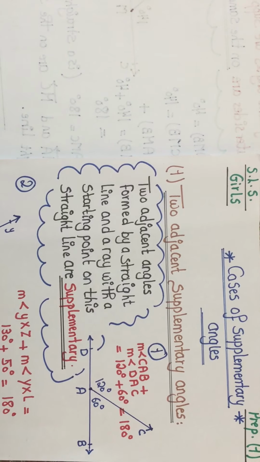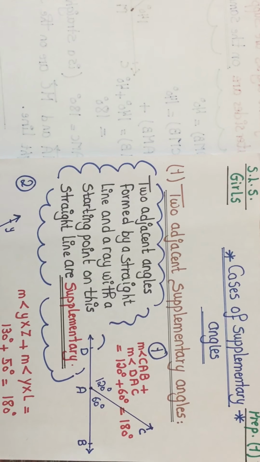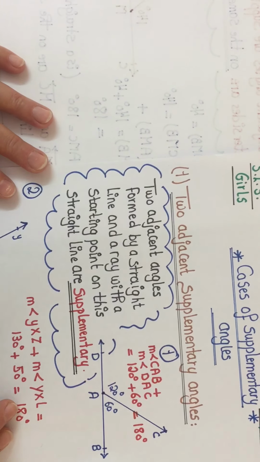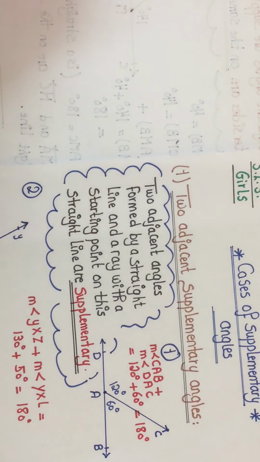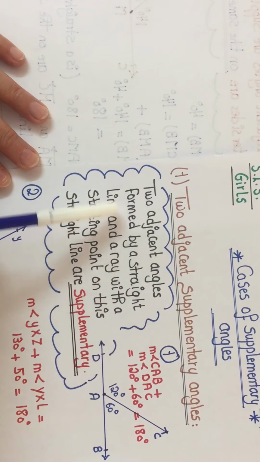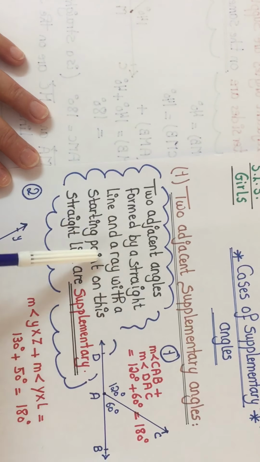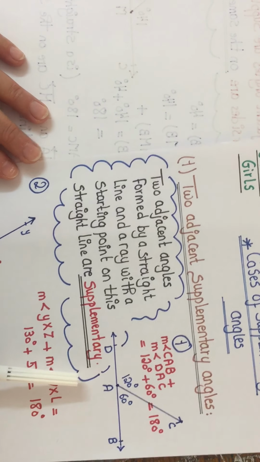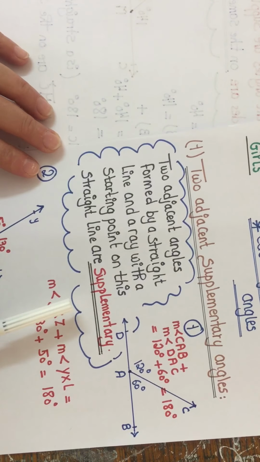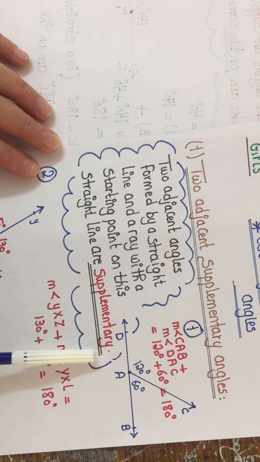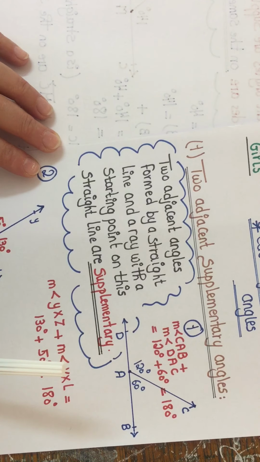Okay, let's start our lesson, which is cases of supplementary angles. We have two cases. The first one says two adjacent angles are supplementary. What did it say, the first case? Two adjacent angles formed by a straight line and a ray with a starting point on this straight line are supplementary. What is the meaning of this? We said before, supplementary angles means two adjacent angles are supplementary if the sum of their measures is 180 degrees.